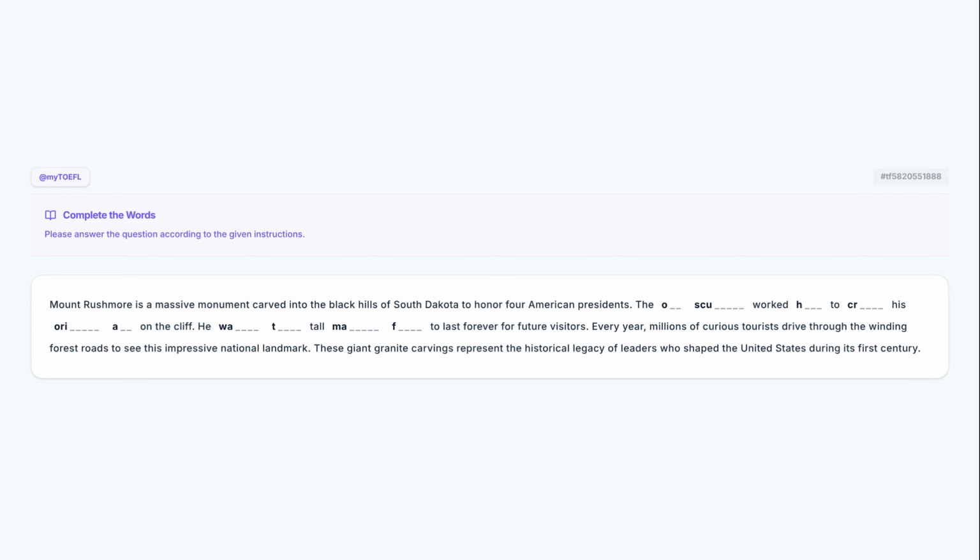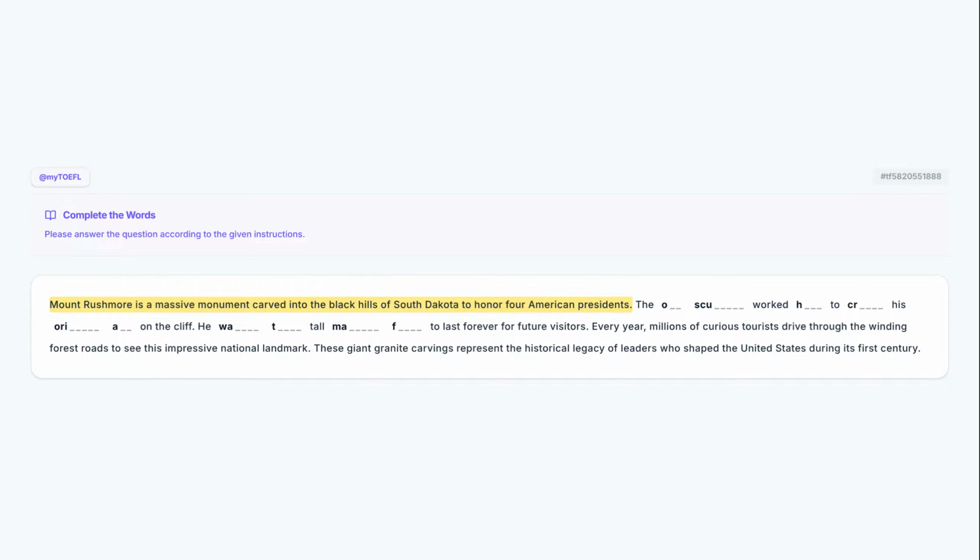Let's look at the first sentence of our passage. This sentence introduces the main topic and provides the essential background information we need. Remember, there are no missing letters here, so use it to build your understanding of the context. Mount Rushmore is a massive monument carved into the Black Hills of South Dakota to honor 4 American presidents.